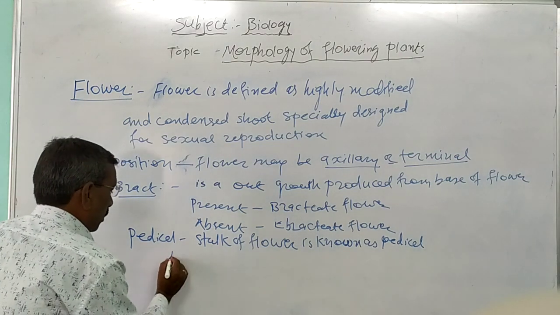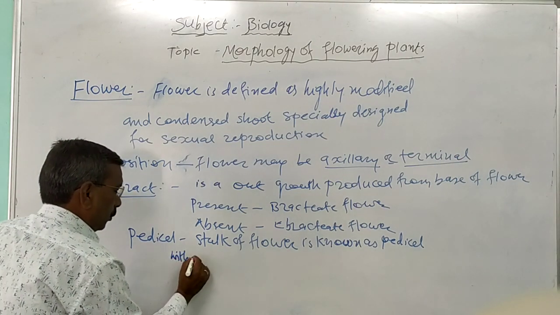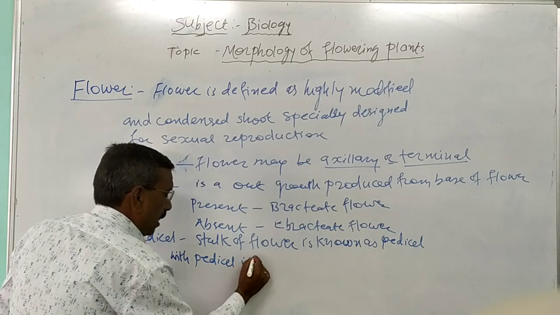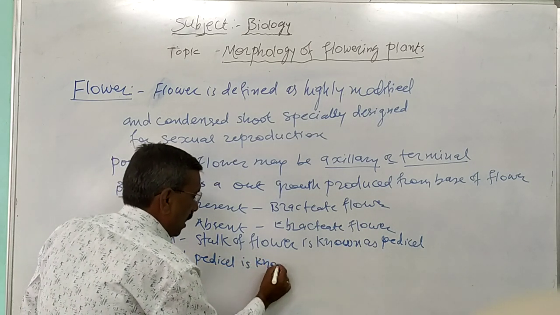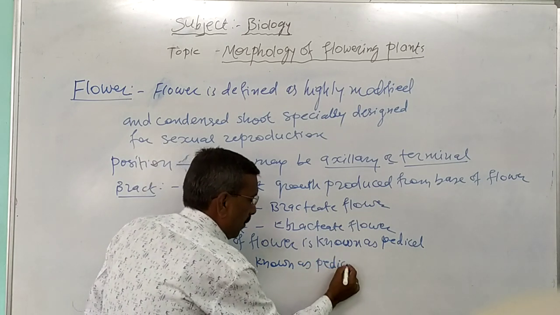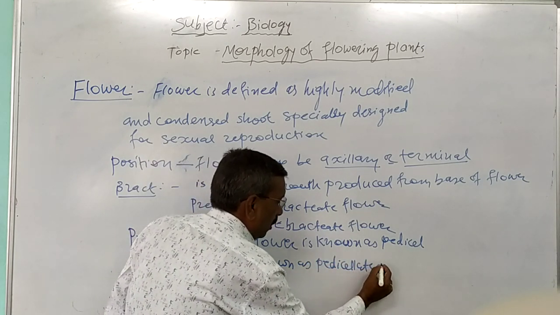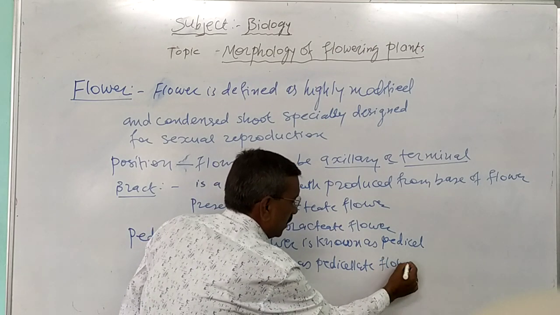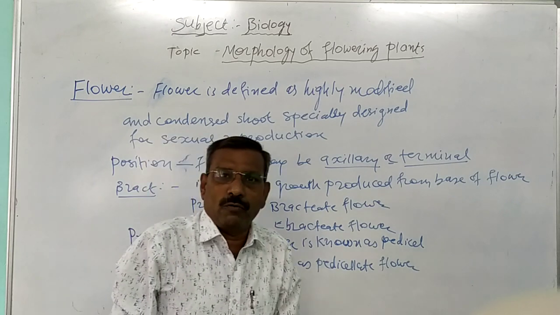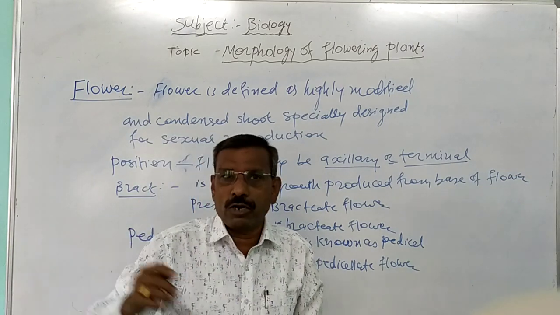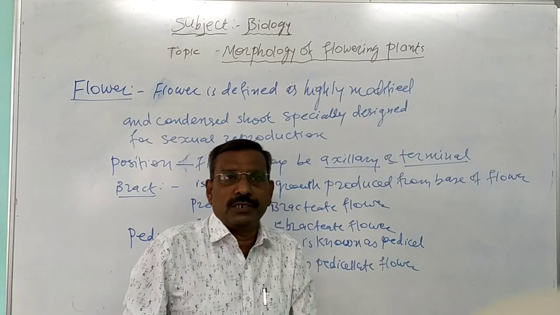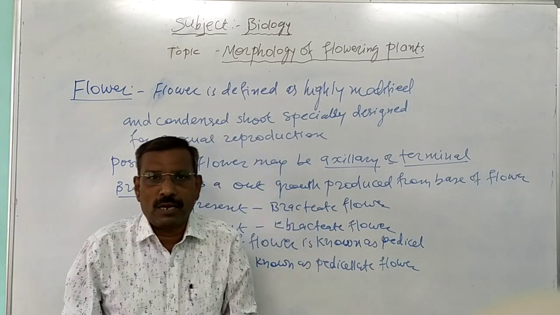Now, a flower with a pedicel is known as a pedicellate flower. You might have observed the flower of the rose plant and the China rose plant, in which a pedicel is present. That flower is known as a pedicellate flower.